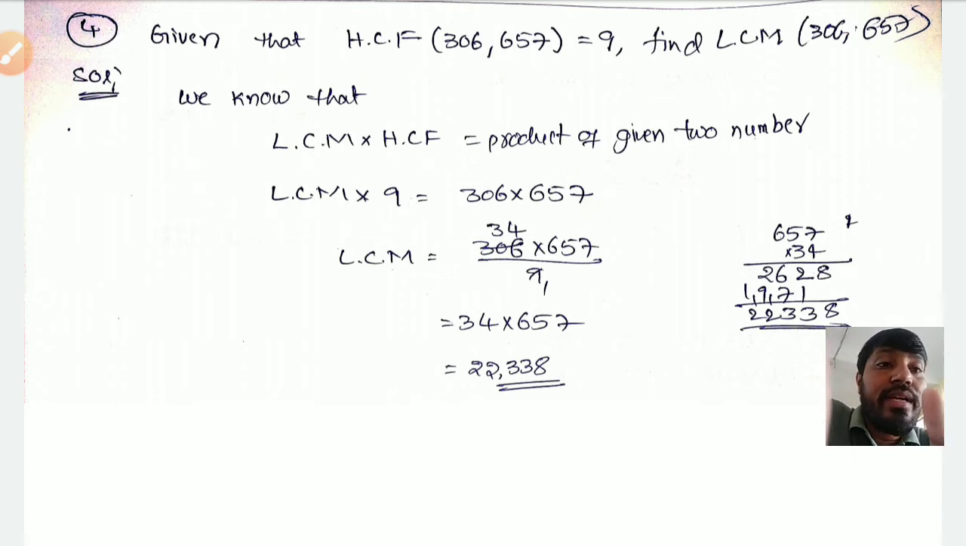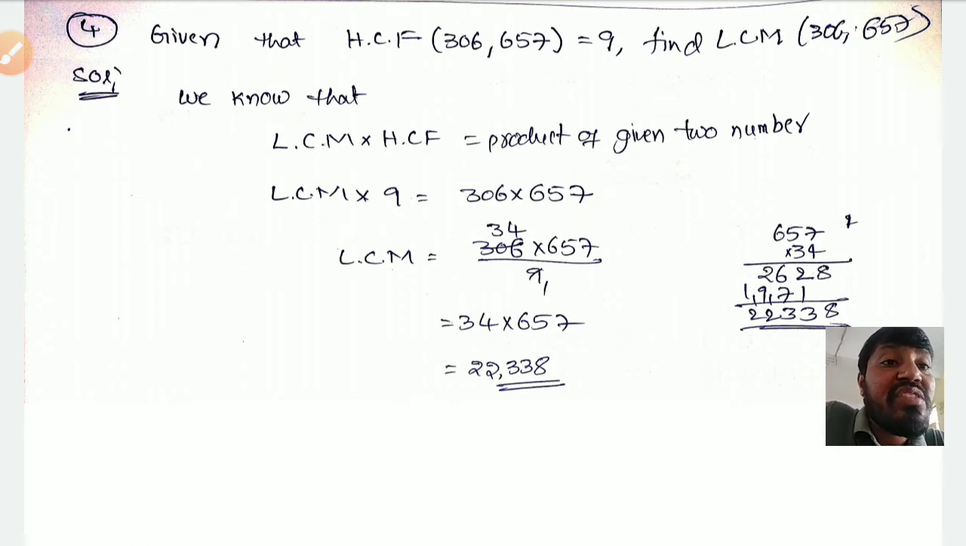Here you are not supposed to find the LCM by the prime factorization method. Apply the rule: LCM into HCF is equal to the product of the given two numbers. HCF is already given as 9, so LCM into 9 is equal to 306 into 657. 306 into 657 should be divided by the HCF to get the LCM. 306 is divisible by 9: 9 ones are 9, 9 threes are 27, 3 is left to make 36, 9 fours are 36. I have worked this out in a rough column also.